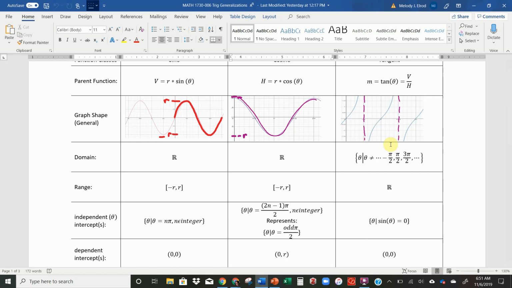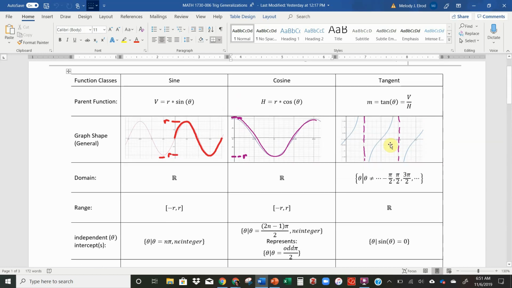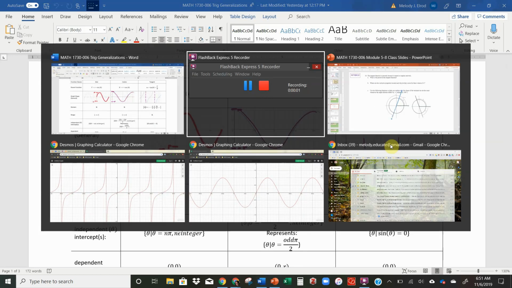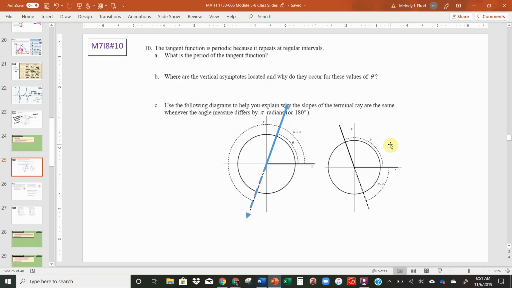And what I want to do is to take some time today to talk about one other way that the tangent function is different than the sine and cosine function, and that's looking at Module 7, Investigation 8, problem number 10, which says the tangent function is periodic because it repeats on regular intervals, which is true of sine and cosine as well. But in particular, what is the period of the tangent function? And remember, the period is the amount of time needed for it to begin to repeat itself.